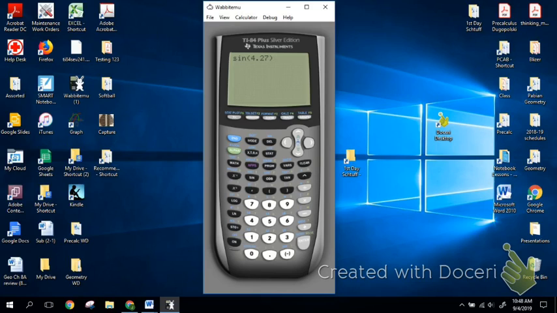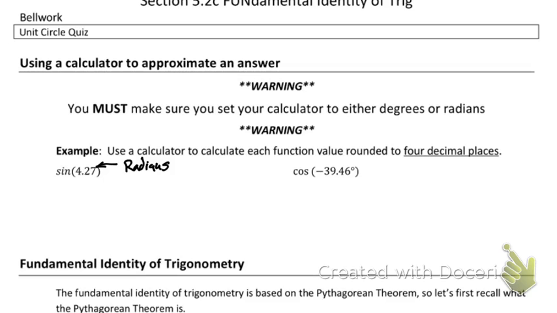We know we're in radians, so whatever we pop out is going to be our answer. Our answer right now is negative 0.90373152214. If we go back up to the directions, it says round to 4 decimal places. So we're going to say that sine of 4.27 is going to equal, with rounding, negative 0.9037. Those are my 4 decimal places.